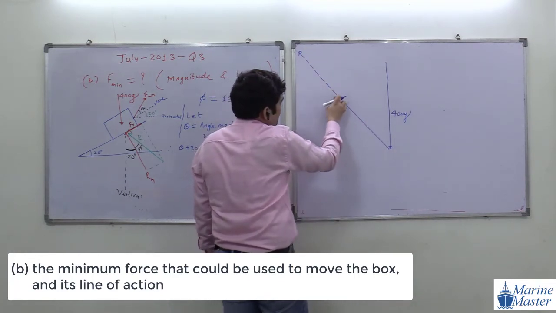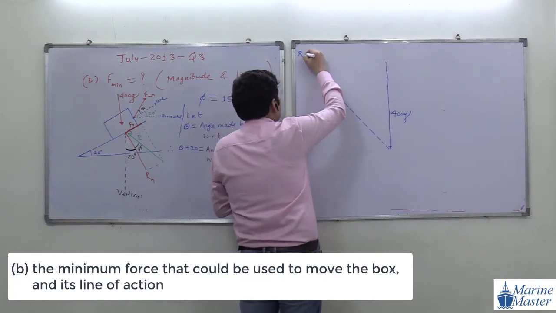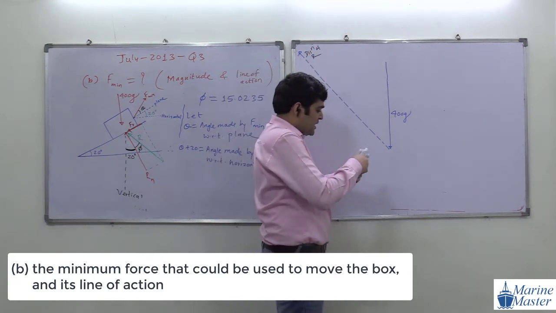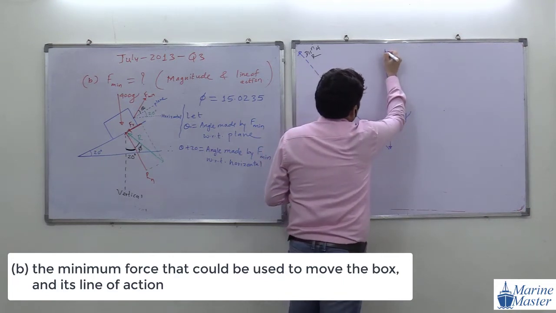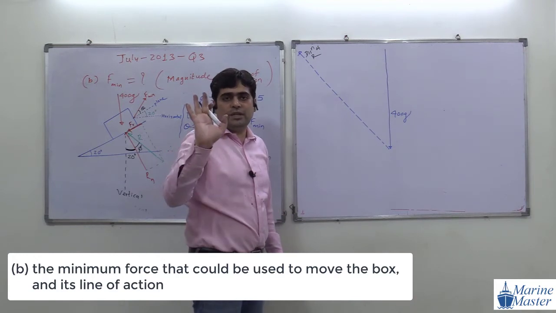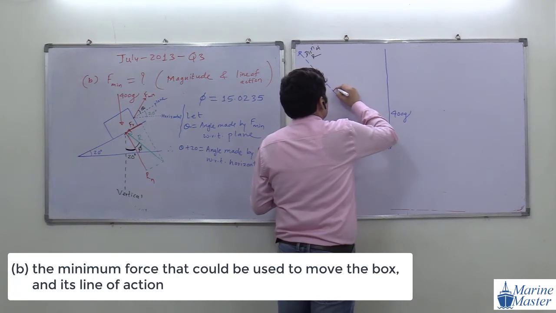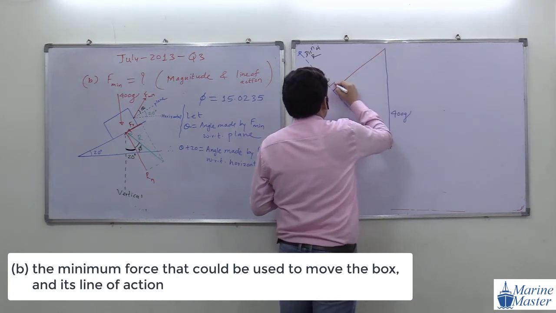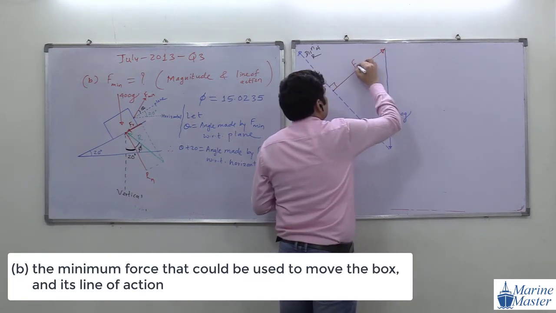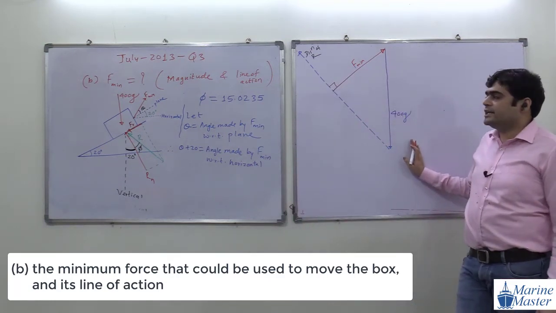See the point here. Very, very important discussion. So this will be the direction of R, the direction of the resultant reaction. And what did we study earlier? Minimum force is always perpendicular to the resultant reaction. So we are going to draw one perpendicular line like this. This force denotes the minimum force. Any doubt in this discussion till now?